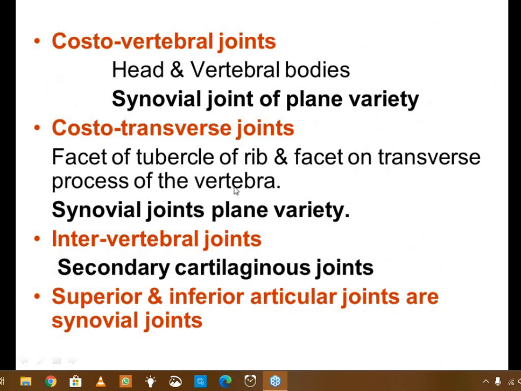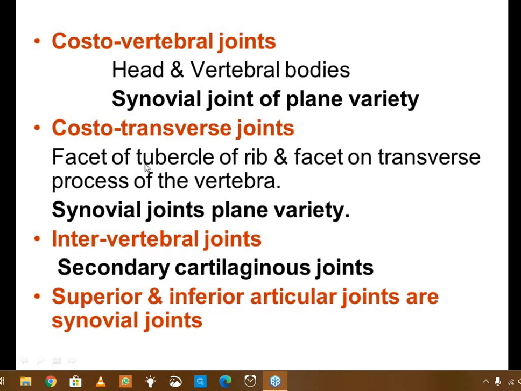So, the costovertebral joints, in which the head of the rib and the sides of the vertebral bodies meet, are plain synovial joints. The costotransverse joints, in which the facet of the tubercle of the rib meets the transverse process, are also plain synovial joints.